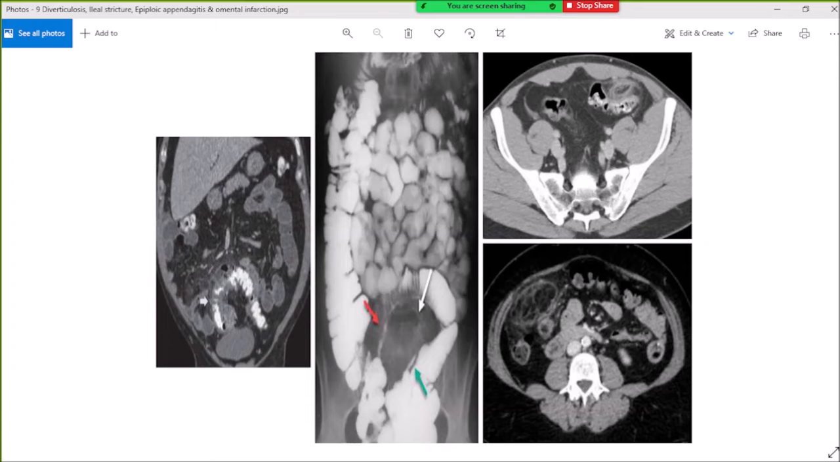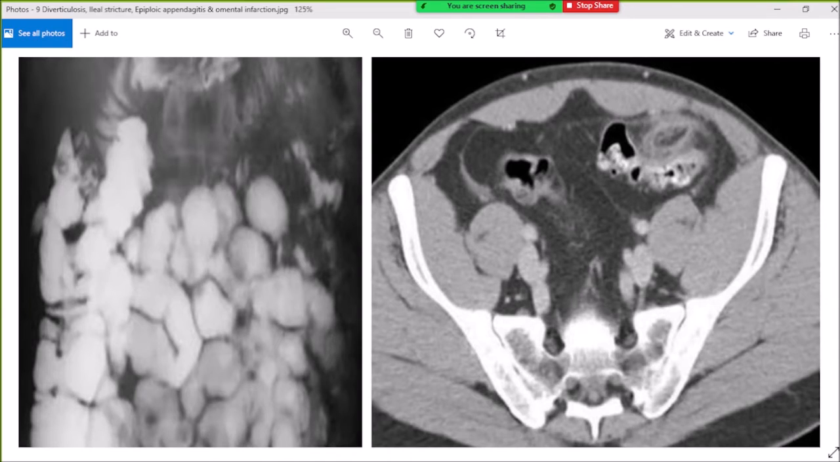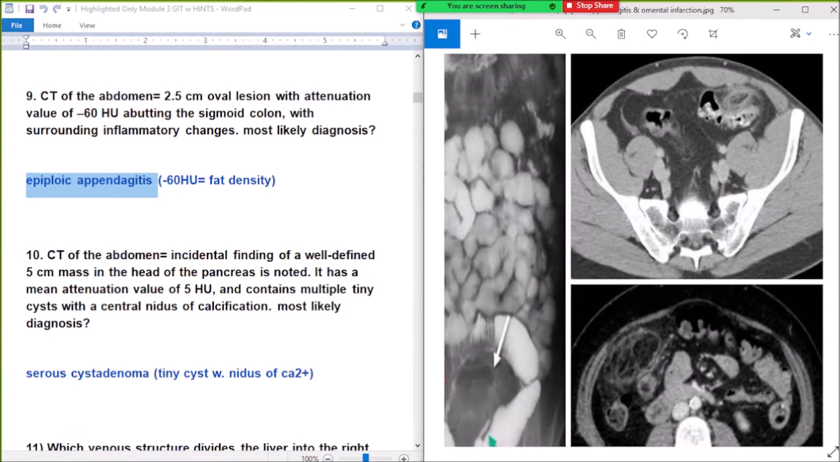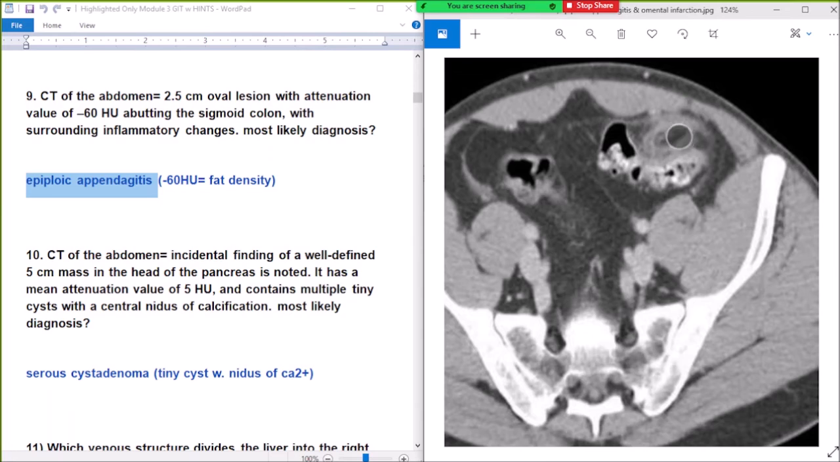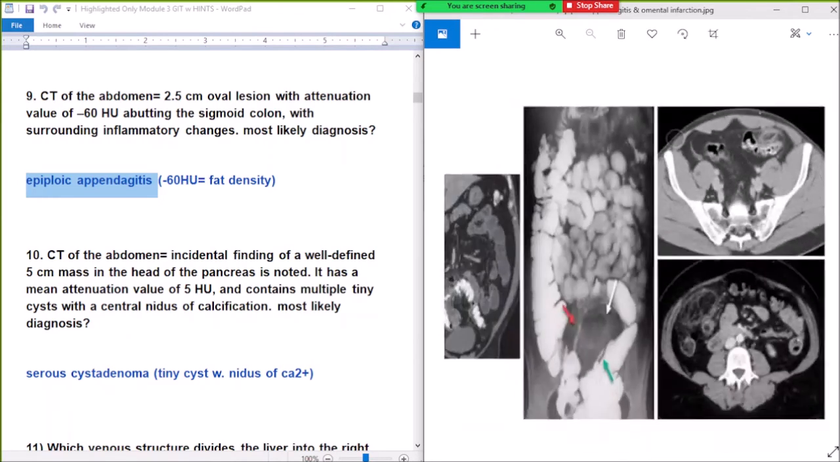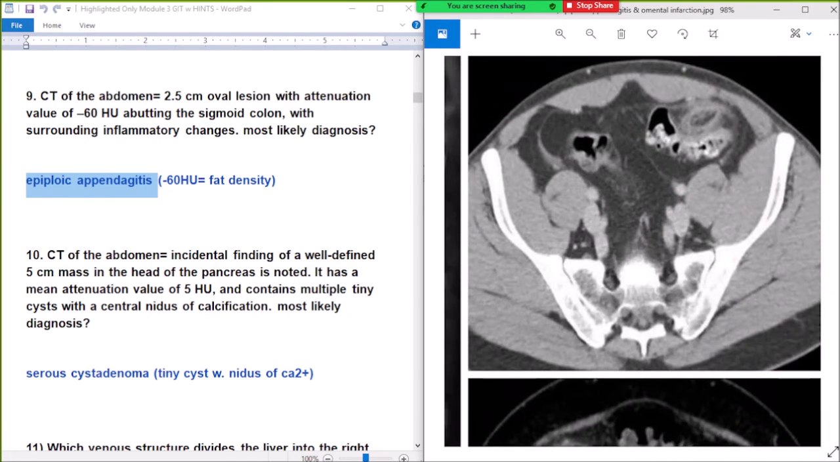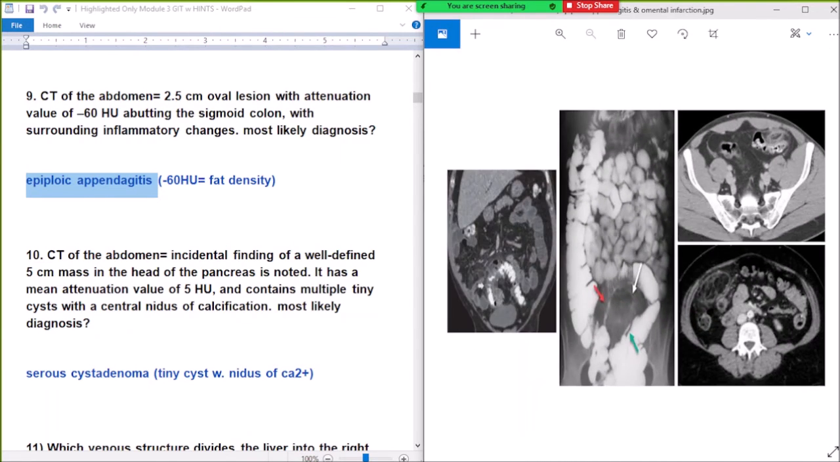Tuberculosis, ileal stricture, epiploic appendagitis. The epiploic appendagitis over here will be fatty in echotexture, so -60 HU. How to describe it? A 2.5 cm oval lesion with attenuation value of about -60 HU, adjacent to the sigmoid colon, or here the descending colon, with surrounding inflammatory changes: epiploic appendagitis. Oval lesion with fatty attenuation, adjacent to the colon, with surrounding inflammatory changes, diagnosed as epiploic appendagitis.